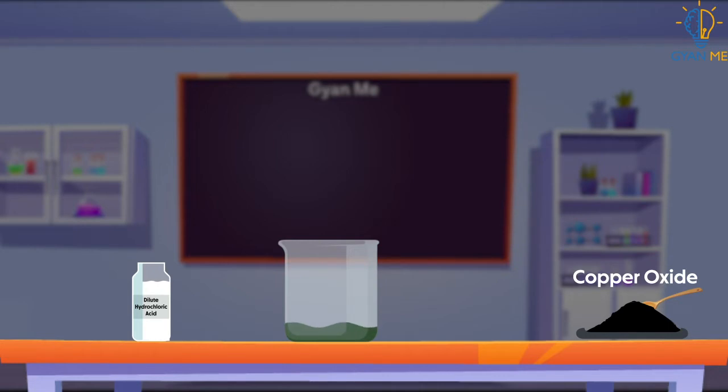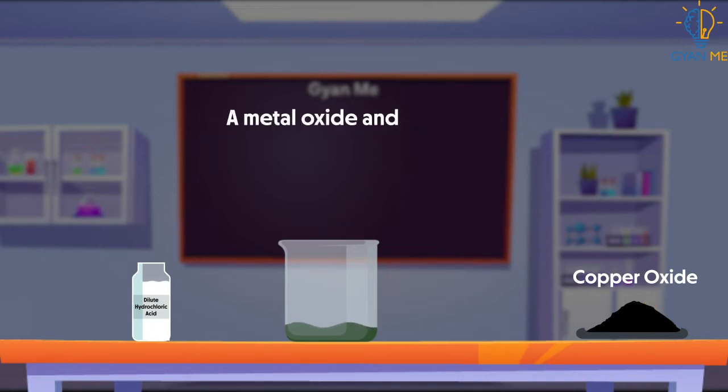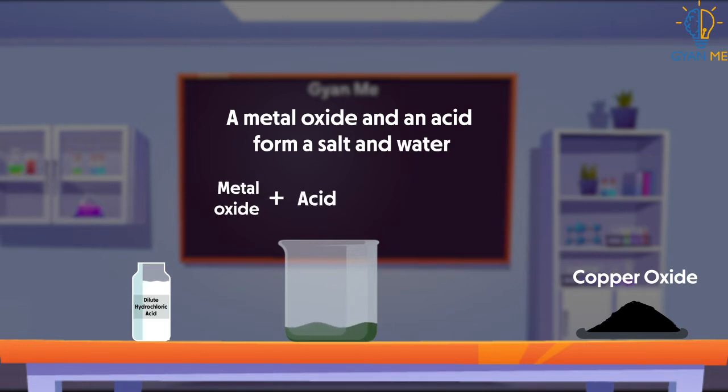Now let's write the equation for the above reaction. Copper oxide plus hydrochloric acid gives copper chloride plus water. The blue-green color of the solution is due to the formation of salt copper chloride, that is CuCl2, in the reaction. In general way, we can say that a metal oxide and an acid forms a salt and water, and this can be written as metal oxide plus acid gives salt and water.